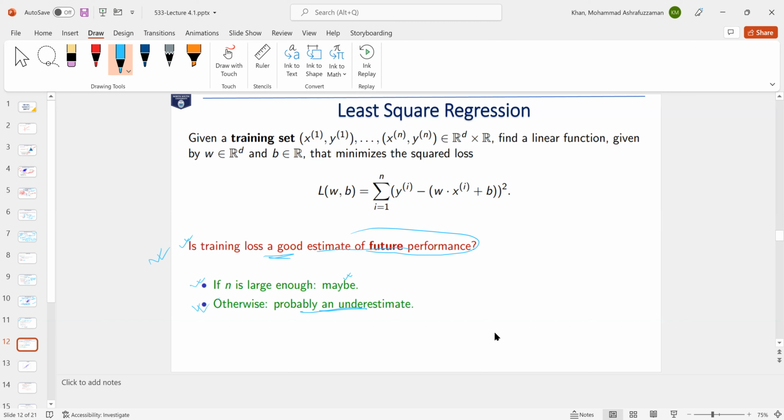Then how can we improve the performance of future prediction? Because to build a model, we are not really interested in getting performance for the training data set. We are more interested in getting performance for the future data set. So how can we do that?